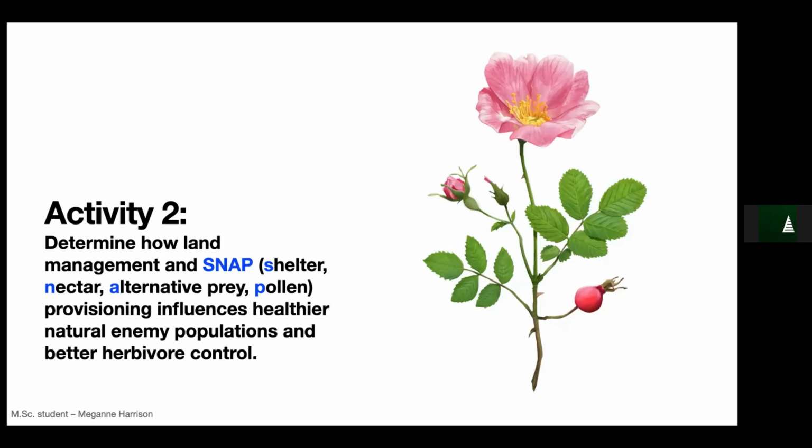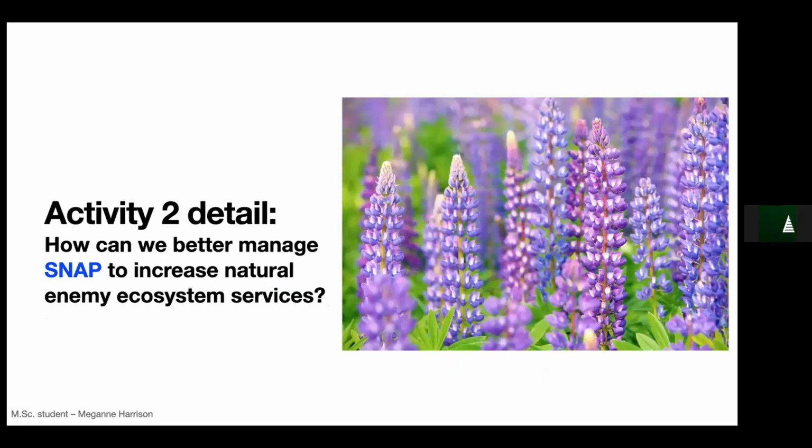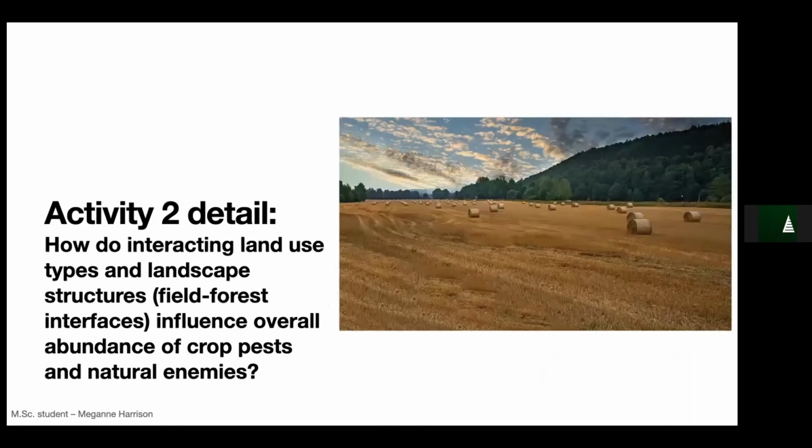And beyond that too, this relates then to land management, like what sort of features surround particular fields, and how does that encourage SNAP and encourage natural enemy populations to be healthy. So in a bit of detail there, how can we better manage SNAP to increase natural enemy ecosystem services? So what are good management techniques to encourage a lot of that resource for predators and parasitoids?